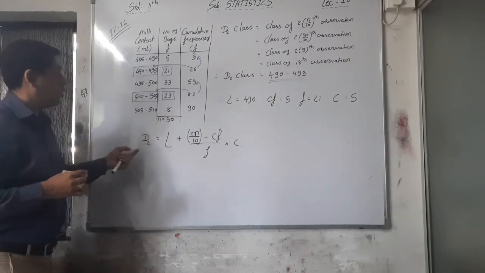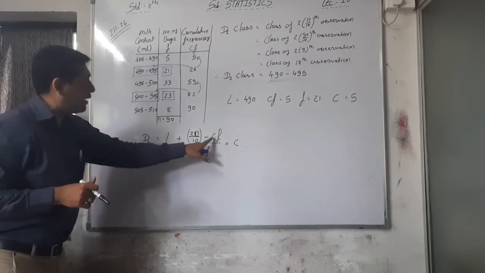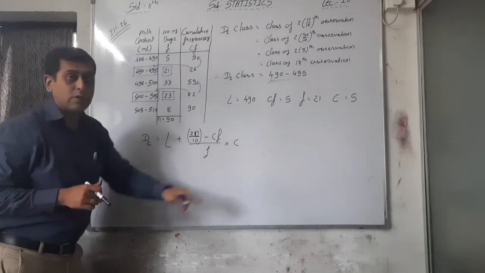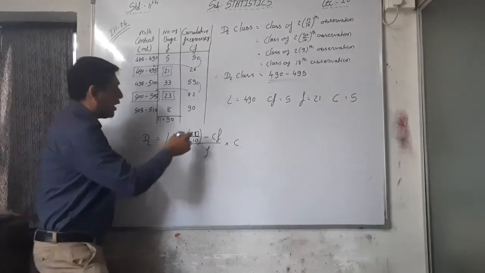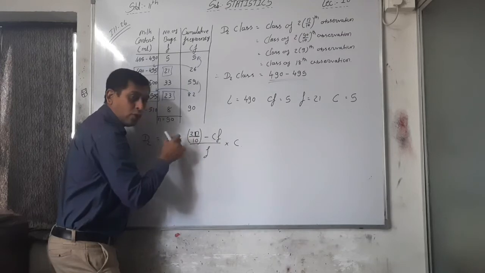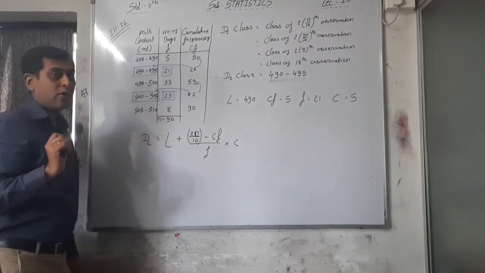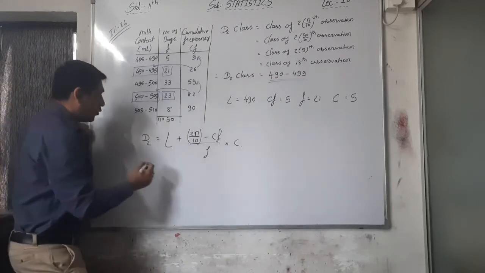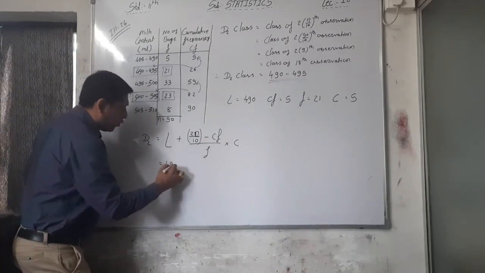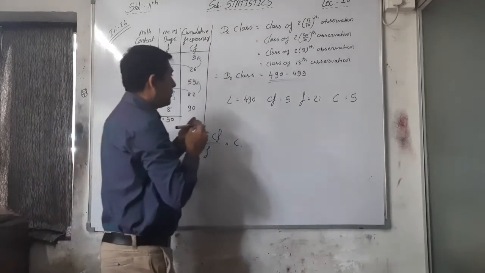Right? So D2 is equal to L plus 2n by 10 minus CF upon F into C. No change in the formula, only the change is here. Other than 3n by 4, we have to write 2n by 10 for D2. Now put the value here: 490 plus 2n by 10, that is 18.